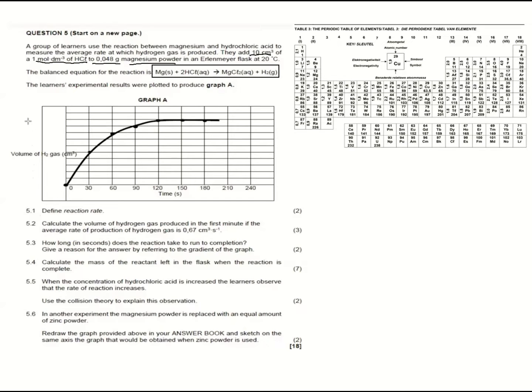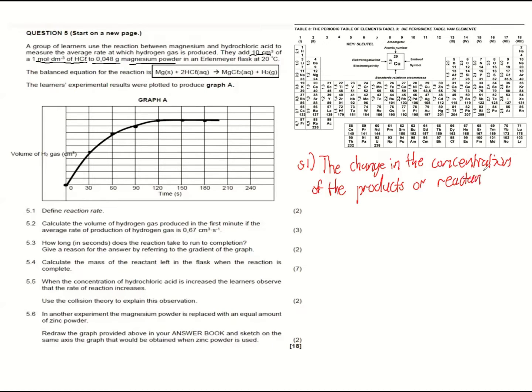Then, 5.1 says define the term reaction rate. So how do we define reaction rate? We say reaction rate is the change in the concentration of the products or reactants per unit time. Right, so there we go. That's our definition for 2 marks.